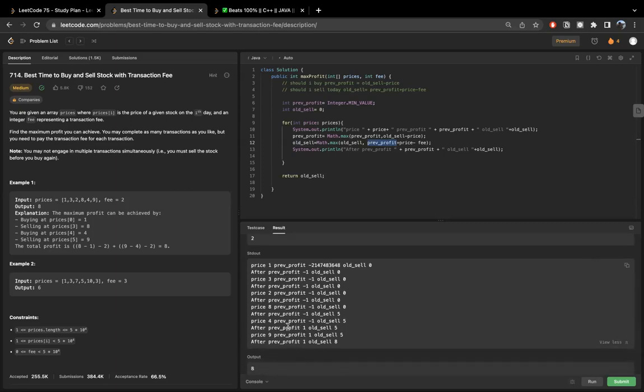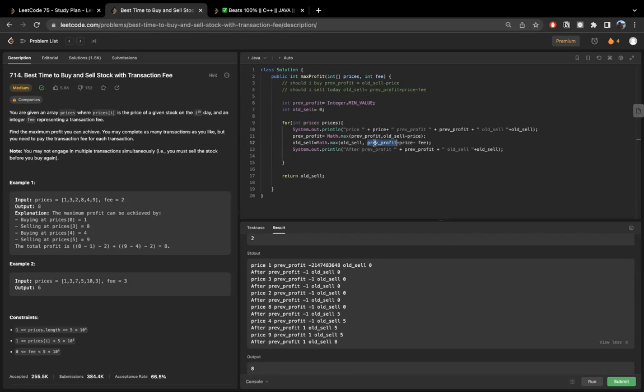Now you come and see what happened here at 4. Your previous profit was -1, your old sell was 5. So here something is changed. It was -1, old sell was 5, minus price 4, so it comes to 1. That's why previous profit goes to 1. Now, when you calculate the old sell, it stays on 5 because 1 plus 4 is 5, 5 minus 2 is 3. So your 5 is greater than 3.